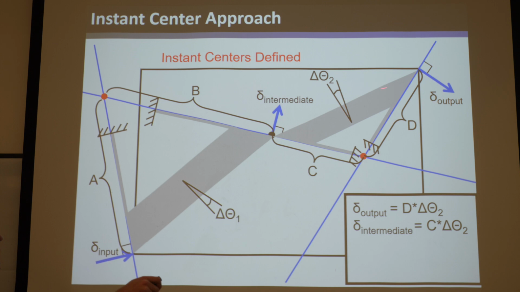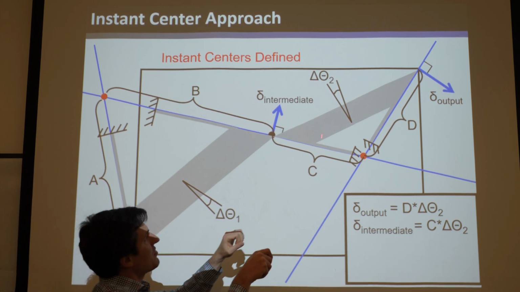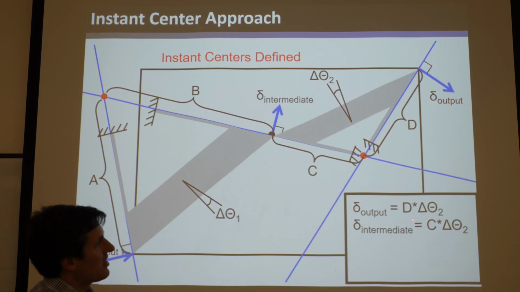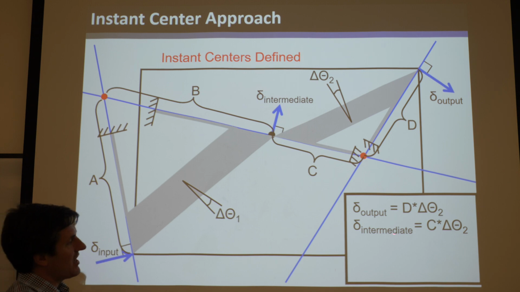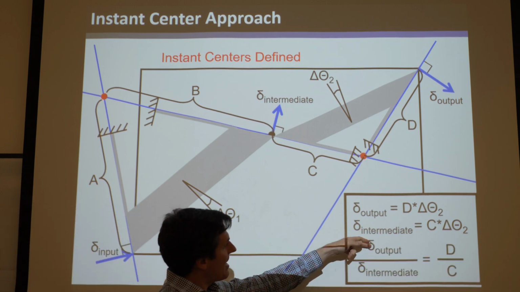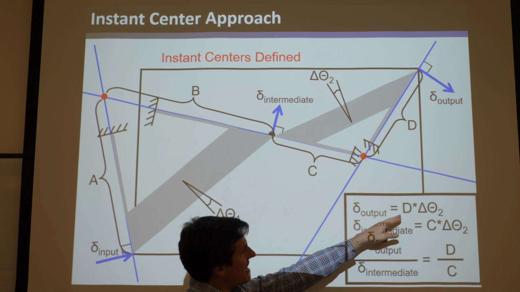D times theta 2, it's a different rotation amount. This one won't necessarily rotate the same as this, but whatever it rotates, every point on it will rotate the same amount. So you times that by d and you get the output, and you times that same thing by c and you get this intermediate displacement. Divide the output by the intermediate one, these cancel, you get d over c.